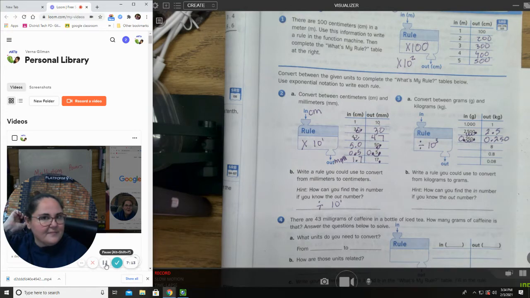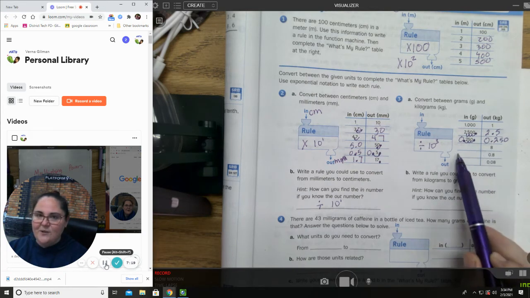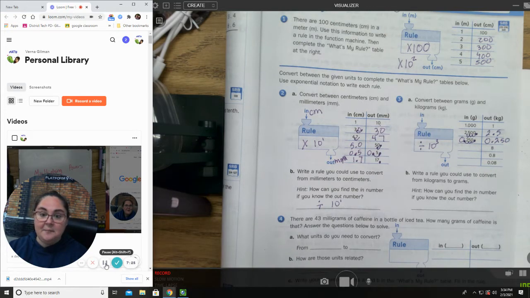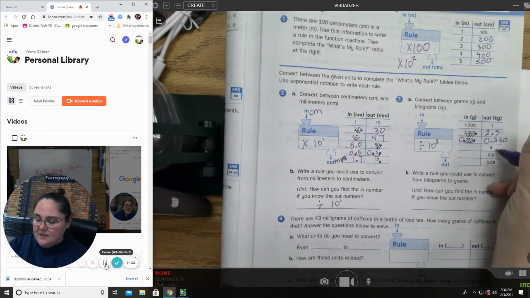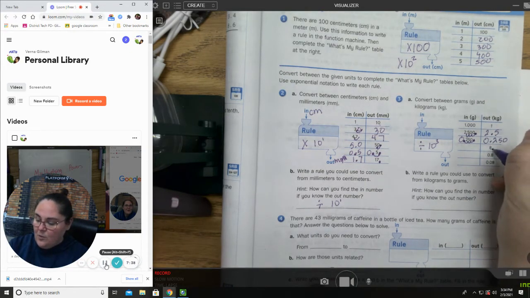Great. All right. Now we got to go backwards. I'm going to start with this side and I need to go this way. So what do you think I need to do? I'm going to now do the opposite. I'm going to multiply by 1,000, right? I'm going to move my decimal to the right 3 spaces. 1, 2, 3.